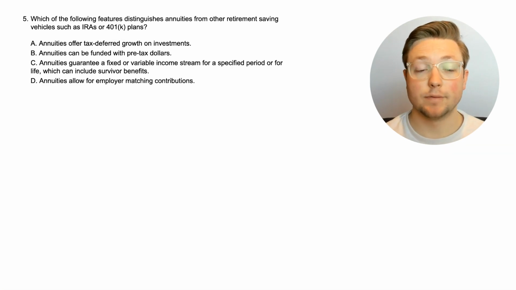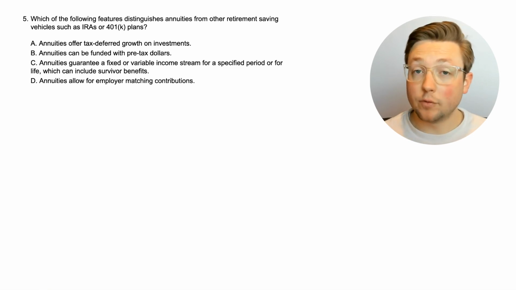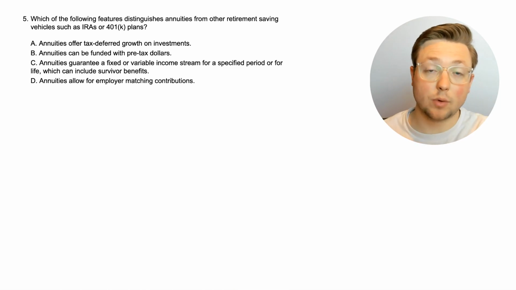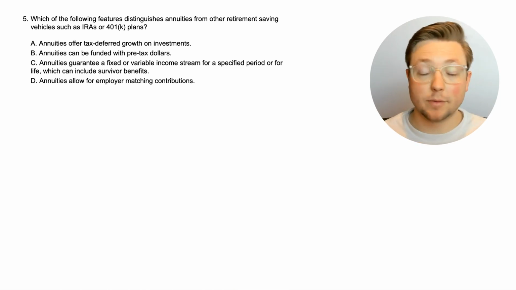Okay, here is question 5. Which of the following features distinguishes annuities from other retirement saving vehicles such as IRAs or 401k plans? Okay, we've learned a little bit about annuities, and if you've watched the previous 2 videos about traditional IRAs and 401ks and Roth IRAs, then you might know some of the differences there. But if not, that's okay. We're going to dive straight into the answer to figure out what some of the differences are here.